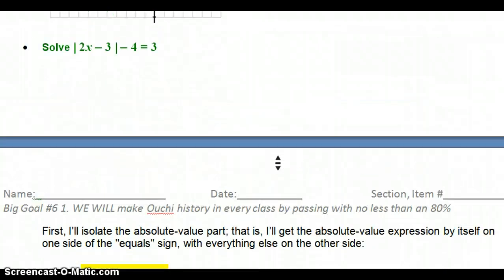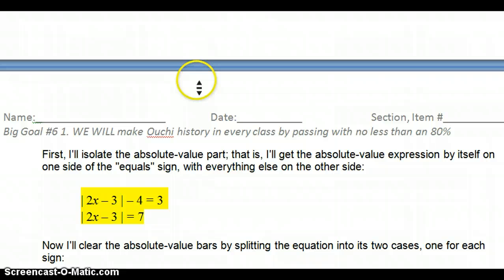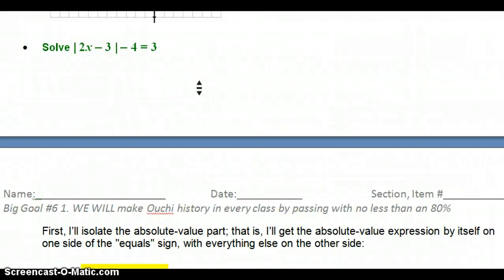Okay, let's try just a few more. Solve for the absolute value of 2x minus 3, minus 4, equals 3. So first, I'll isolate the absolute value part. So I'll get the absolute value expression by itself on one side of the equal sign with everything else on the other side. This is just a basic algebra problem.